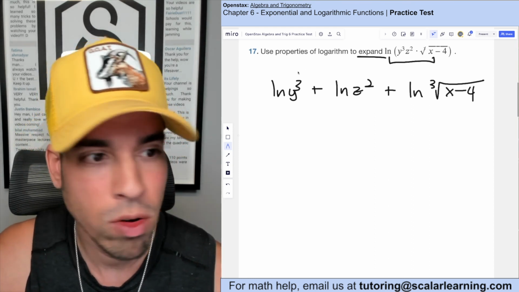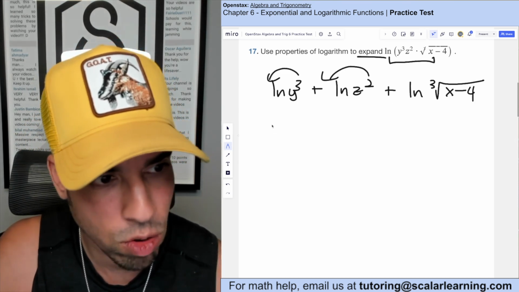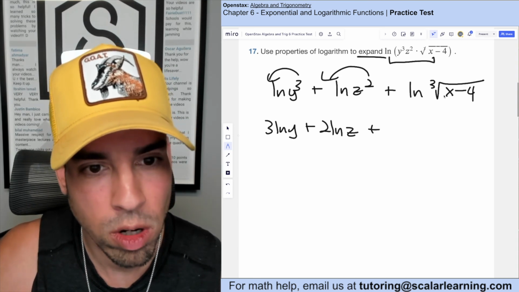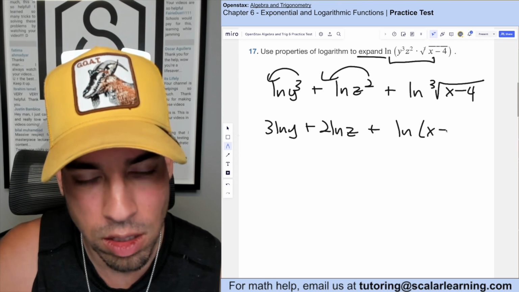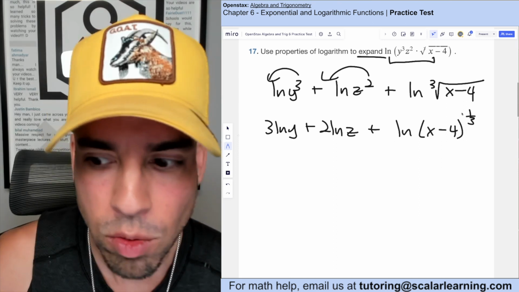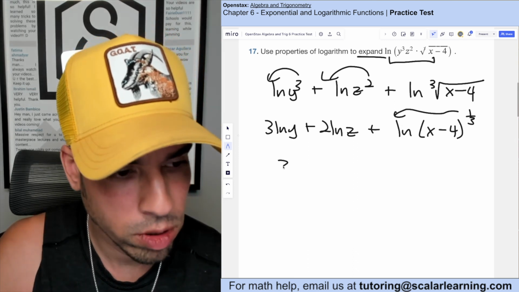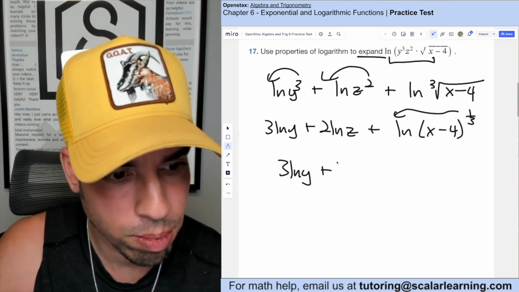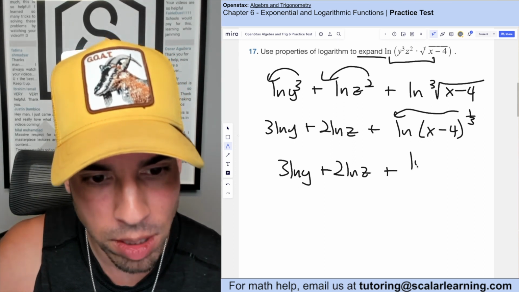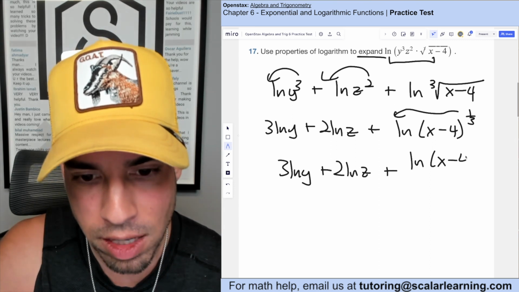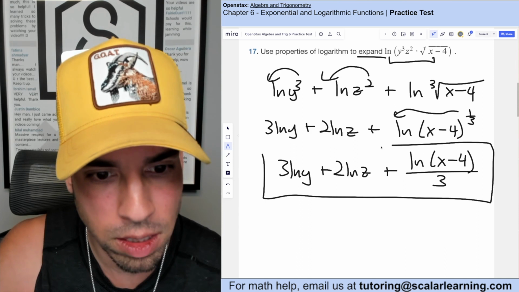Next, I'm going to use my power rule of these exponents that allows me to bring the 3 in front and the 2 in front as nice coefficients. And before we deal with this, we want to recognize that a cubic root is really the same as raising an argument to the 1/3 power. And knowing this then allows me to bring this down as a coefficient. So it's 1/3 times this, with the final answer of 3 ln y plus 2 ln z. And multiplying by 1/3 is the same as dividing by 3. So I could also write this as ln of x minus 4 over 3. And there you go, fully expanded, done.